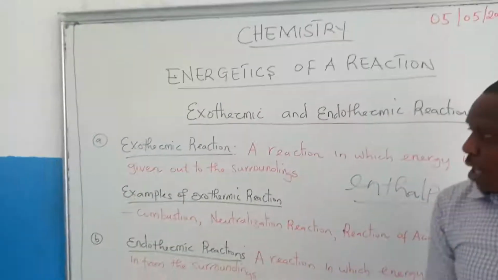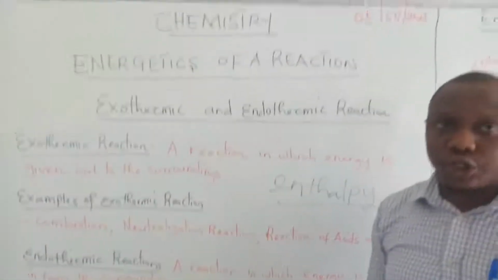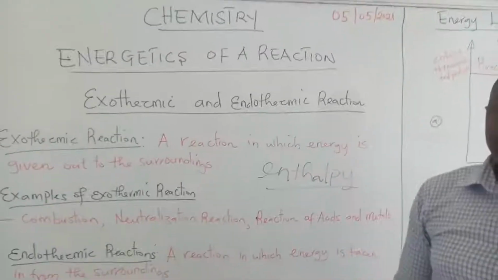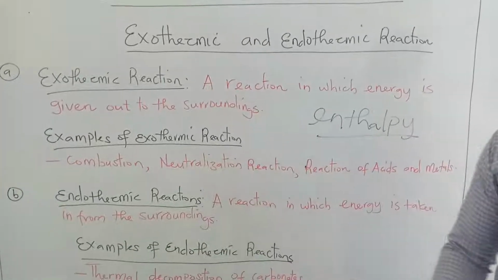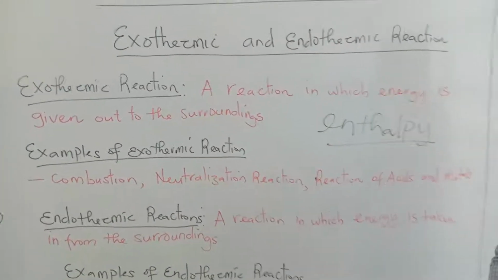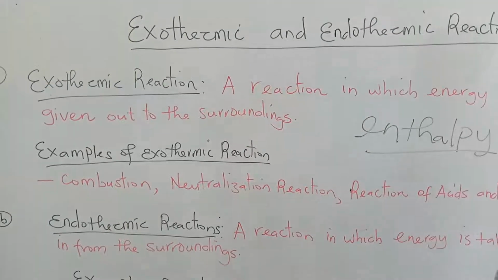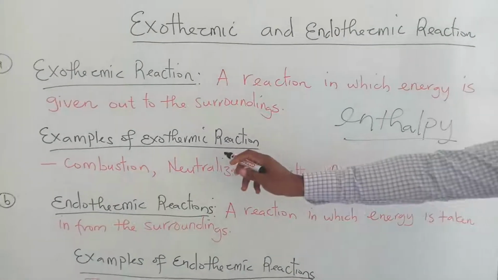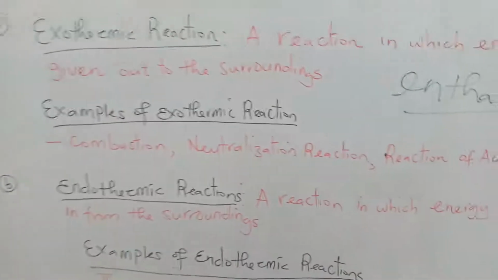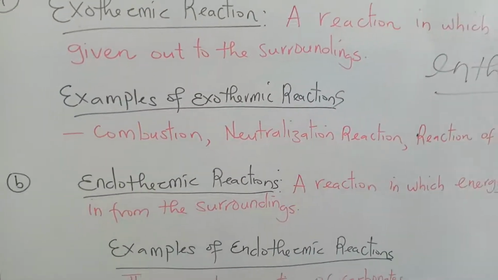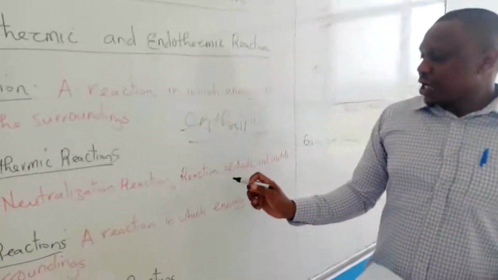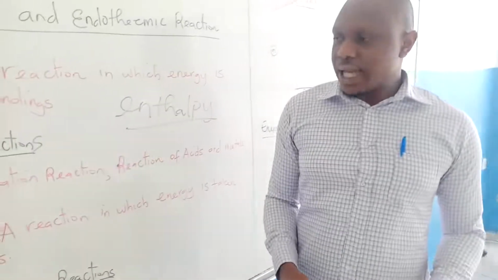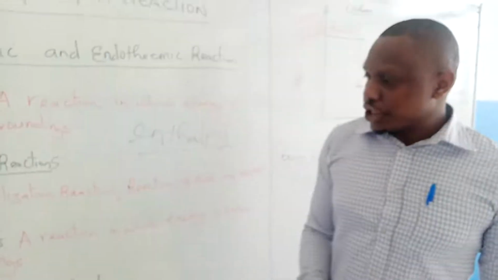Now, we are talking of exothermic reaction. What is an exothermic reaction? It is a reaction in which heat is being given off to the surrounding. And examples of exothermic reactions include combustion, neutralization reaction, and reaction of acid and metal. All these are examples of exothermic reaction.